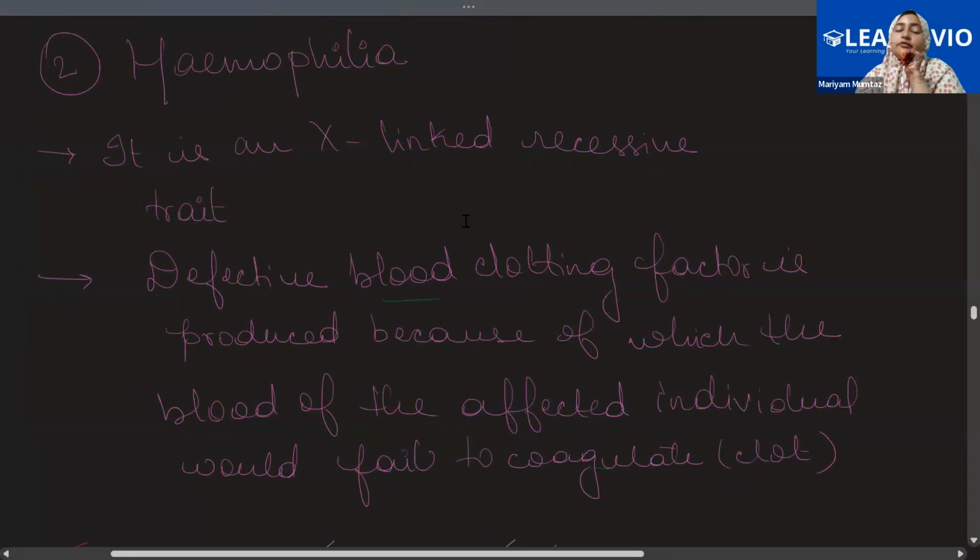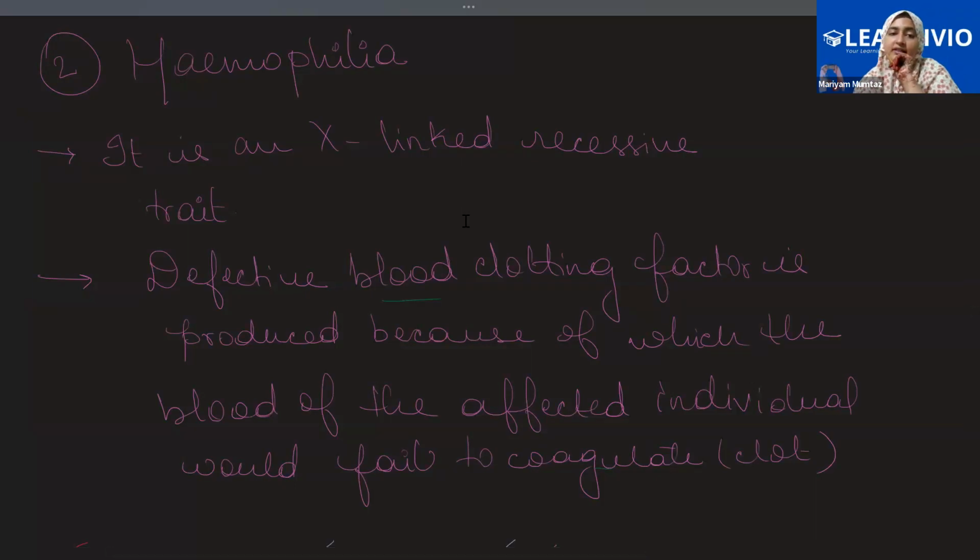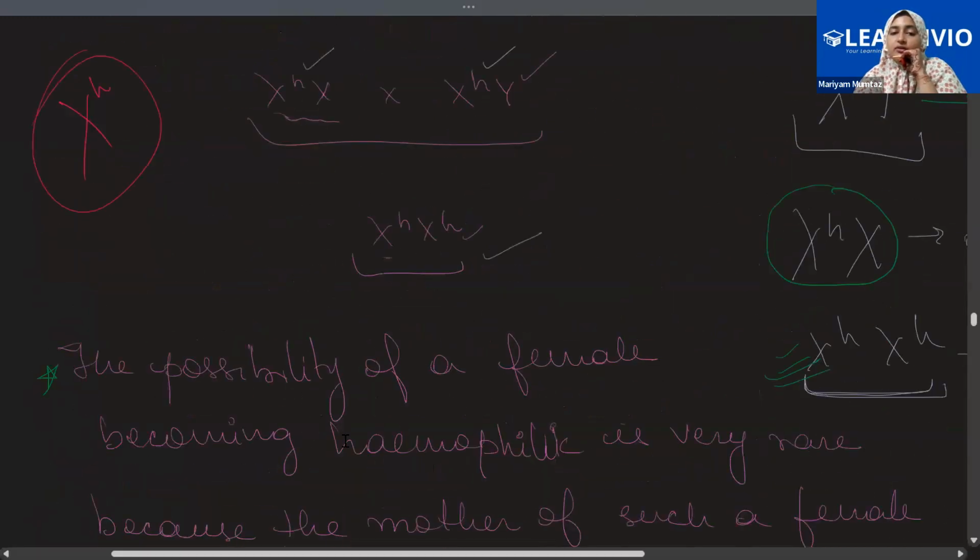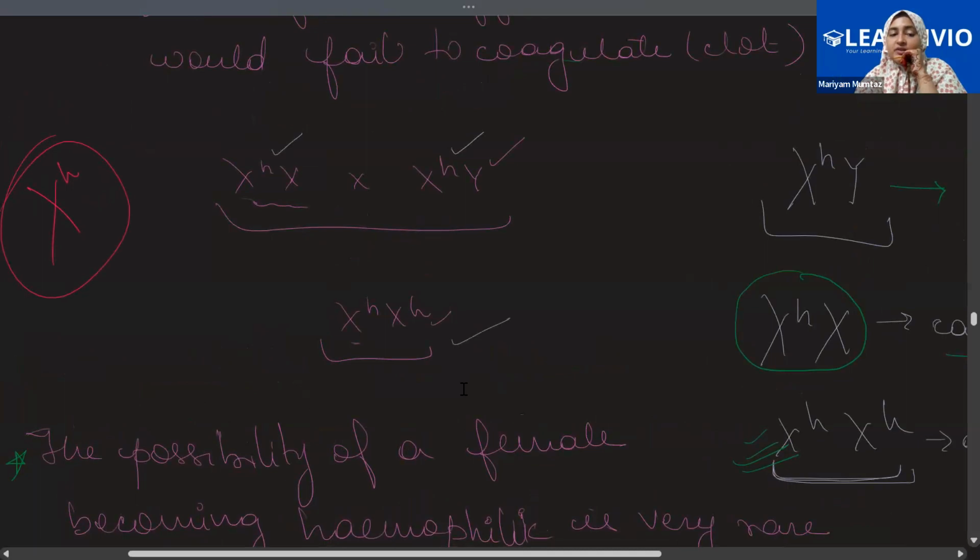Now talking about hemophilia. Hemophilia is an X-linked recessive trait, meaning the inheritance of this disease is just like it is for color blindness. In hemophilia, the blood clotting factor is defective. So the person who has this disease will not be able to clot his or her blood in case of an emergency or injury. That won't be happening.